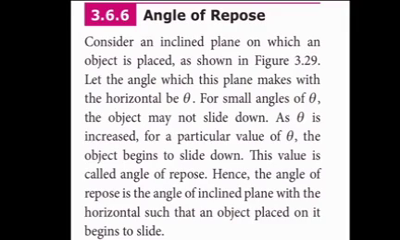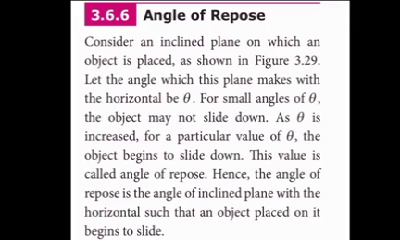So first of all, what is angle of repose? Now consider an inclined plane on which an object is placed. Let the angle the plane makes with the horizontal be theta. For a small angle theta, the object may not slide down, because only at a certain angle does the object slide from top to bottom. If the angle is less, the object will never move on the inclined plane. So the value should be increased slightly.